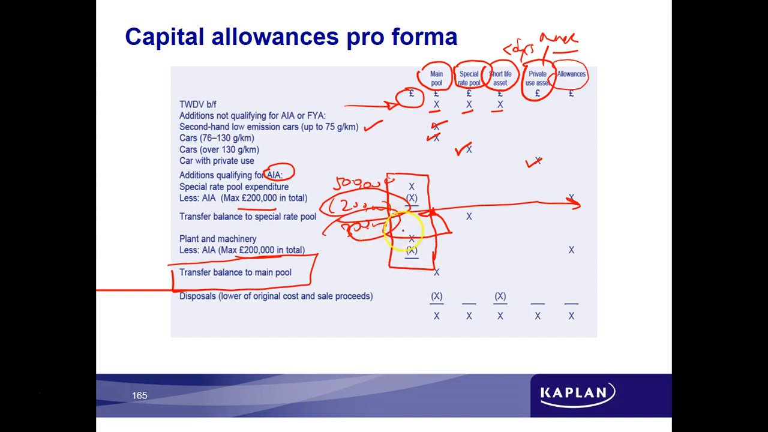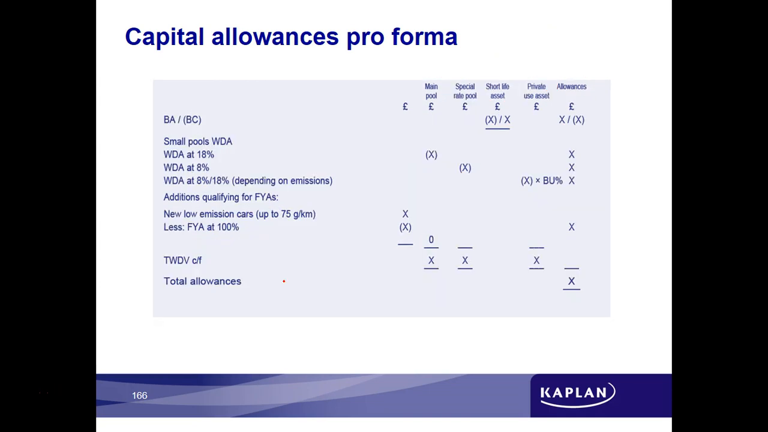Anything over 200,000 gets transferred into the main pool, or of course into whatever pool it should be in, and then you do the calculations as you need to. So this example is an interesting one. They're talking about a special rate pool. Like I said earlier on, you want to use the special rate pool against the 200,000, and then you transfer the balance to the special rate pool. If you just have plant and machinery, use the 200,000, then transfer the balance into the main pool.